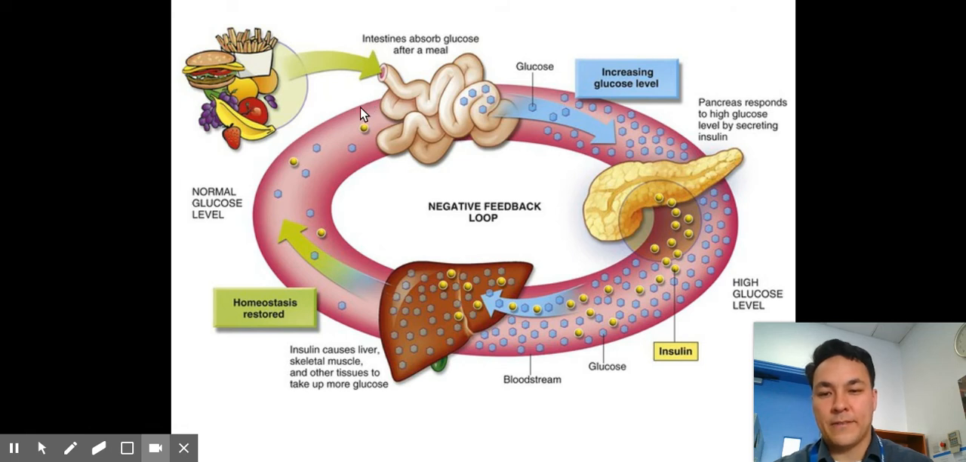That's why I took this graphic. It's an example of negative feedback. You had a deviation from the normal. You put all this food in you. So then you had to get the glucose levels back to normal.